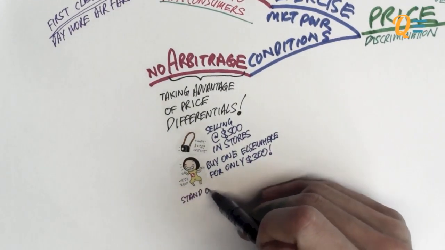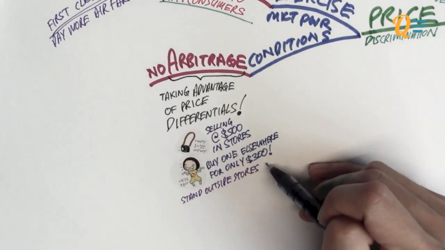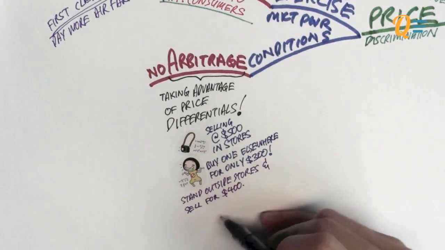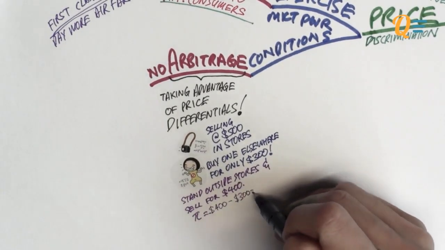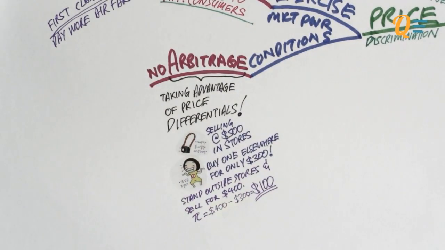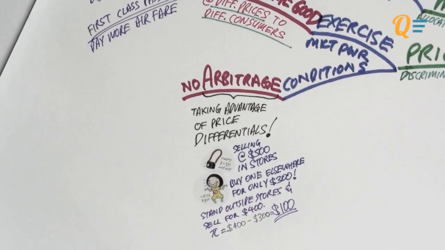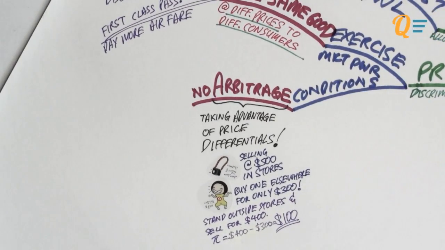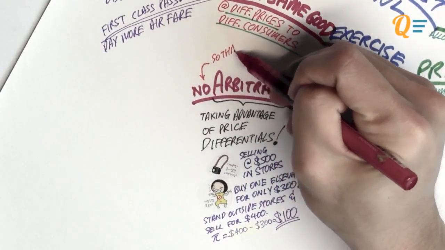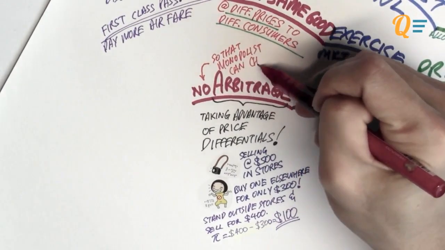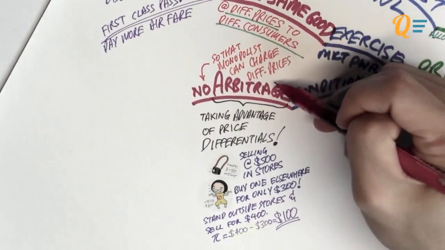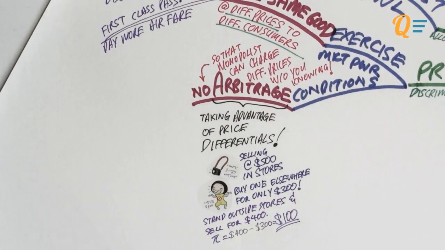So you're really enterprising, right? You buy some of these cameras and you stand outside the stores and you sell these cameras for $400. Well, that means that you'll be making a profit of $100 for every camera that you sell to a passerby. So that's an arbitrage opportunity right there, and monopolists can't have this in the society. If not, they won't be able to do price discrimination. So we don't want to have arbitrage so that monopolies can charge different prices without you knowing it. So there are typically 3 things that must happen for there to be no arbitrage opportunities in this market.